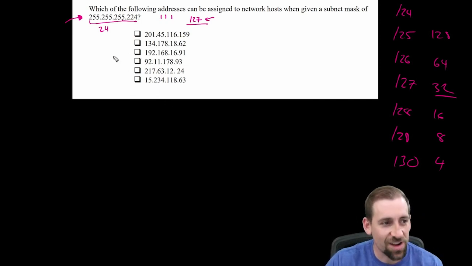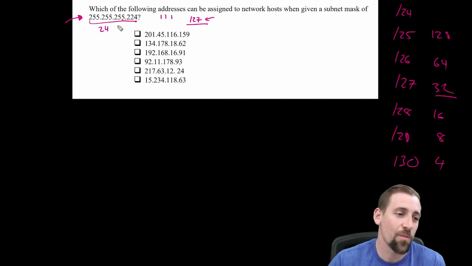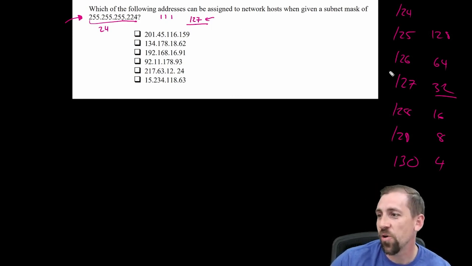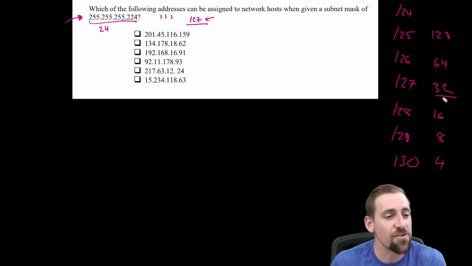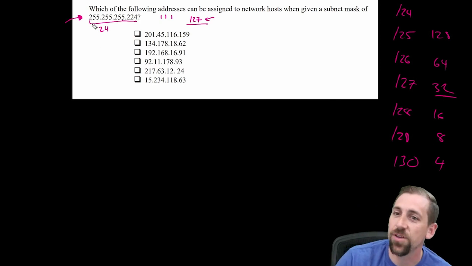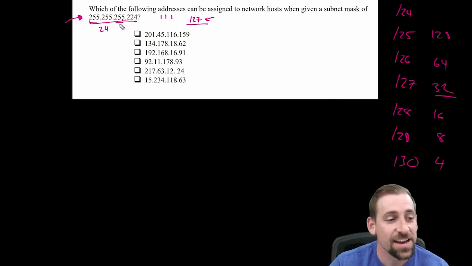For any of these host addresses, right? Or maybe they're not valid host addresses. Any of these IP addresses, the block size of addresses is going to be a 32 block of addresses in the 4th octet. How do I know it's the 4th octet? Because 255.255.255 indicates to me that the first 3 octets are not changing.